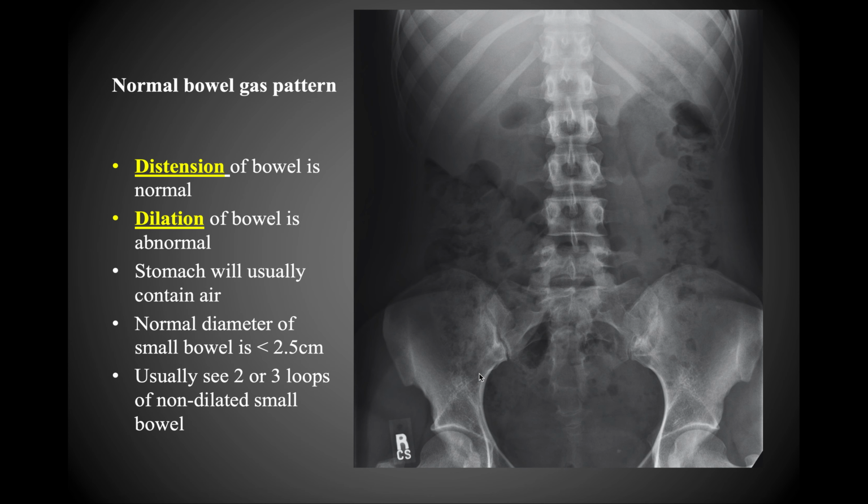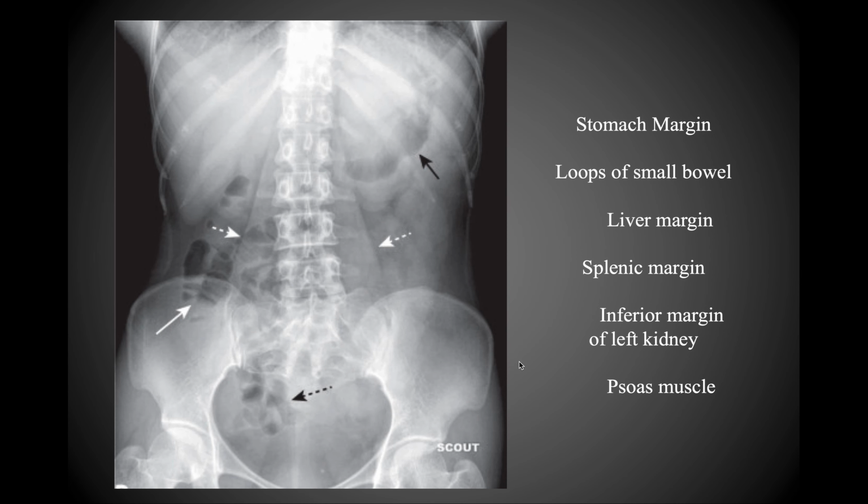The normal diameter of the small bowel, you'll want to note, is typically less than 2.5 centimeters. So if it appears larger than about 2.5 centimeters, you should be thinking that it might be a dilated small bowel. Usually we can see 2 or 3 loops of non-dilated small bowel on a typical abdominal plain film.